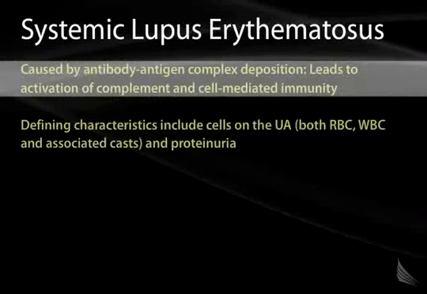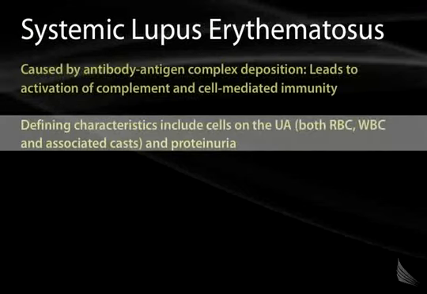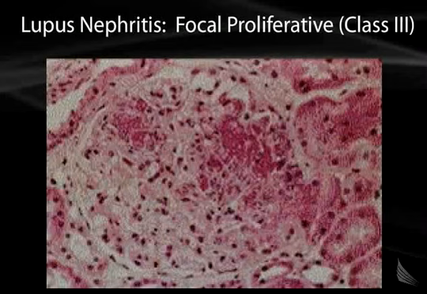This is caused by antibody-antigen complex deposition, which leads to activation of complement and cell-mediated immunity. The characteristics which define lupus nephritis include an active urinary sediment, or red cell, white cell, and other cellular casts, as well as nephrotic range proteinuria. So here's a picture of focal proliferative or class 3 lupus nephritis. You can see a normal glomerulus where between about 1 and 3 o'clock there is that area of focal proliferation, as well as between about 11 to 12 o'clock on the glomerulus, which is pictured.